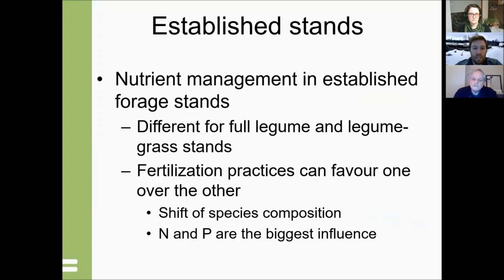So once everything's established, that's when we start thinking about our nutrient management program. So we'll probably have a different nutrient management strategy for a full legume field and a legume grass mix, especially in a mix because fertilization practices can actually favor one species in that mix over the other. So two of our biggest influences here are nitrogen and phosphorus. So depending on how much you apply, you could end up with more grass or you could end up with more legume.